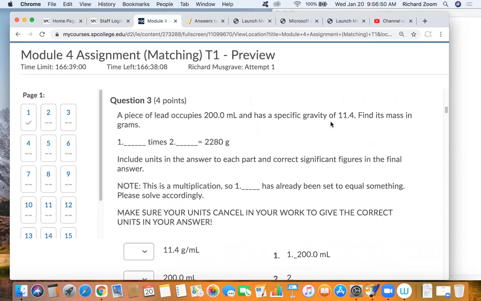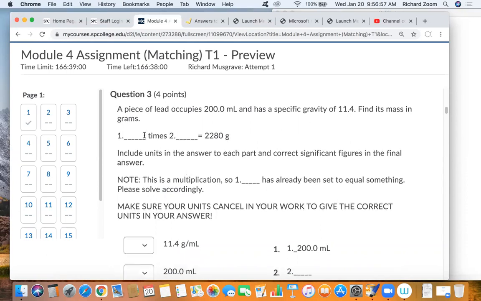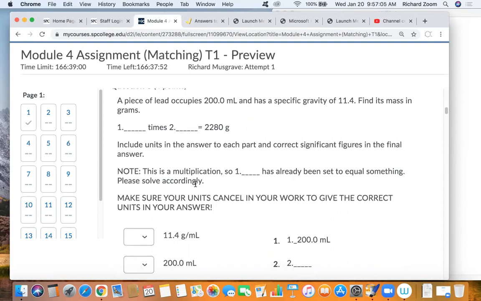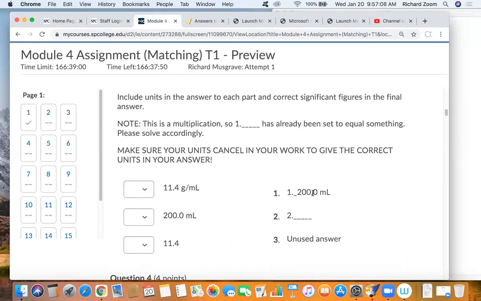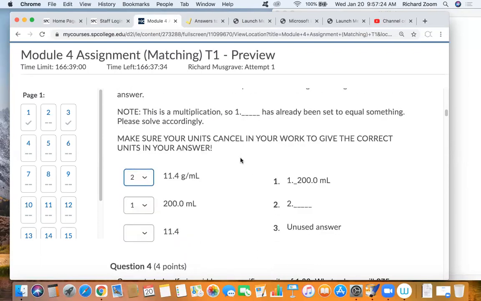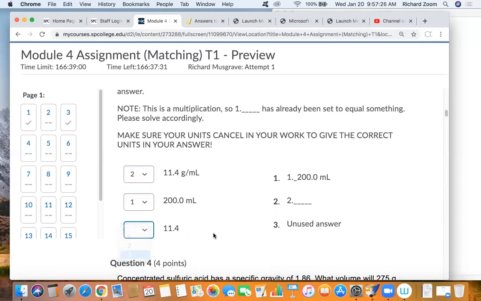With this one, this is one where I was talking about earlier, when you have to find the mass, and it's density times volume, or volume times density. And you'll see here that 1 has actually already been set to something. And the 1 here, you can see is already 200.0 mils. So that's going to be 1, which means that that's the volume, and then the density will be number 2. So just keep that in mind, that 1 has already been set here in this question. Just read the question, you'll see it. And the 3, of course, will go in the unused answer.